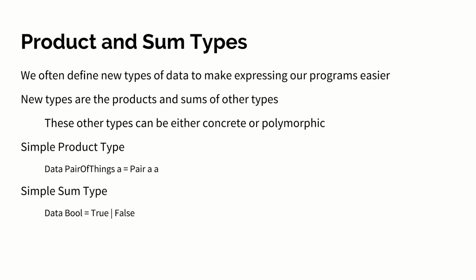A simple sum type is divided up into options. A simple example is the bool type. It can either be true or false. Now, this sum type could take a type level argument like the previous product type, but we'll get to that in a moment.